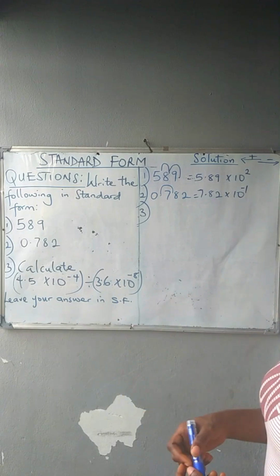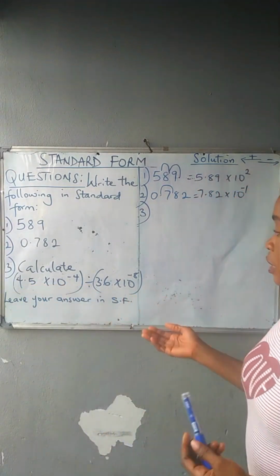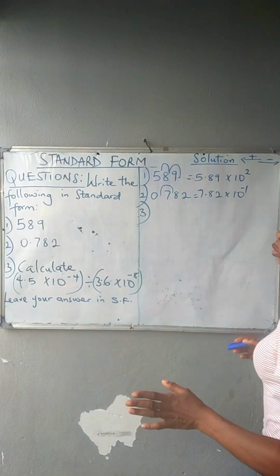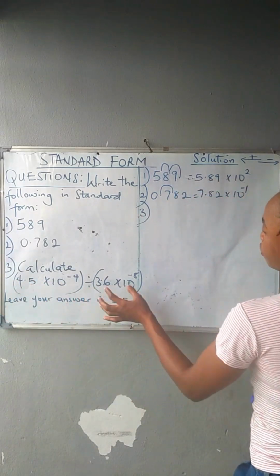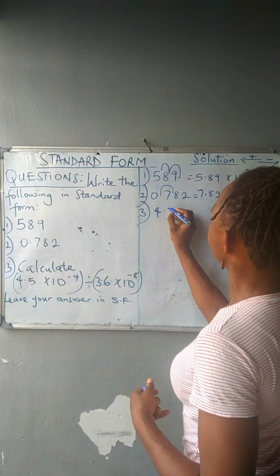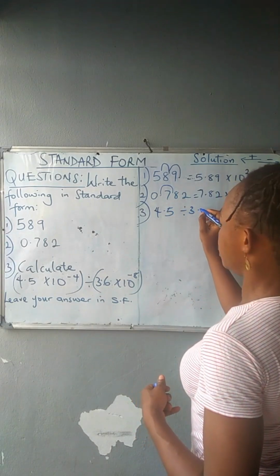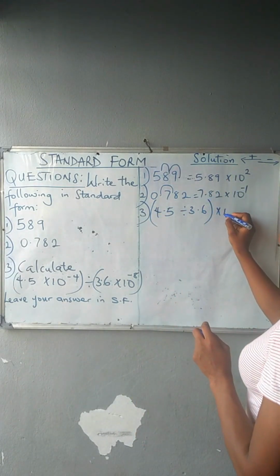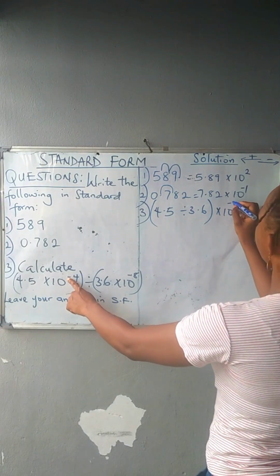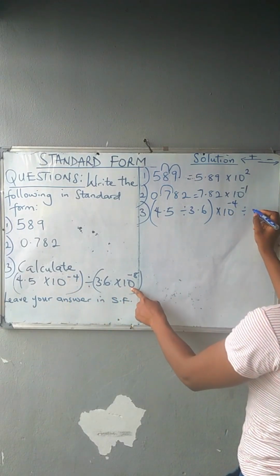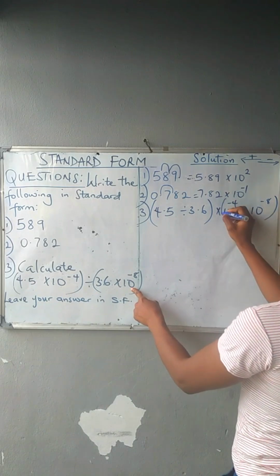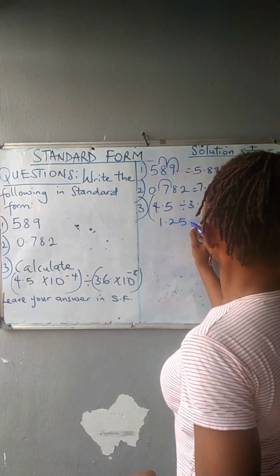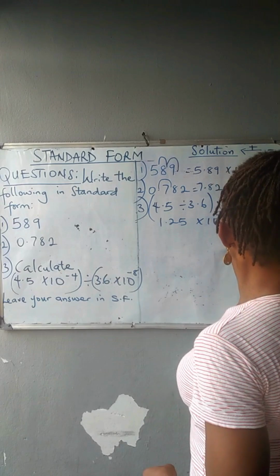So you can use 2 methods. You can choose to change them to ordinary form, divide, and then change back to standard form. But that is actually long. The easiest way to do it is to group the ordinary numbers together. Then you have 4.5 divided by 3.6, now multiply by 10 raised to minus 4 divided by 10 raised to minus 8. That gives 1.25 times 10 raised to power minus 4.